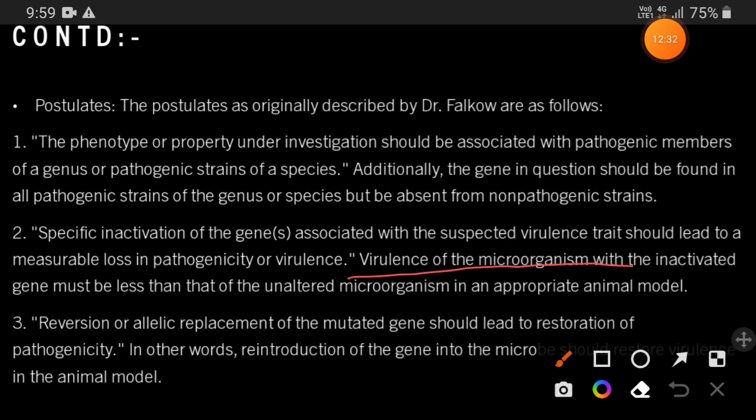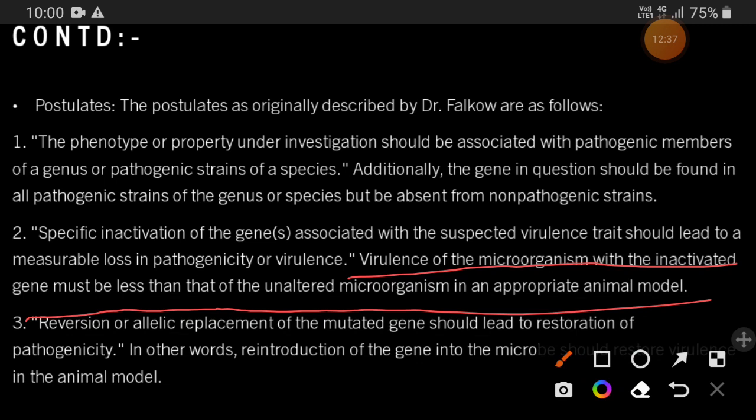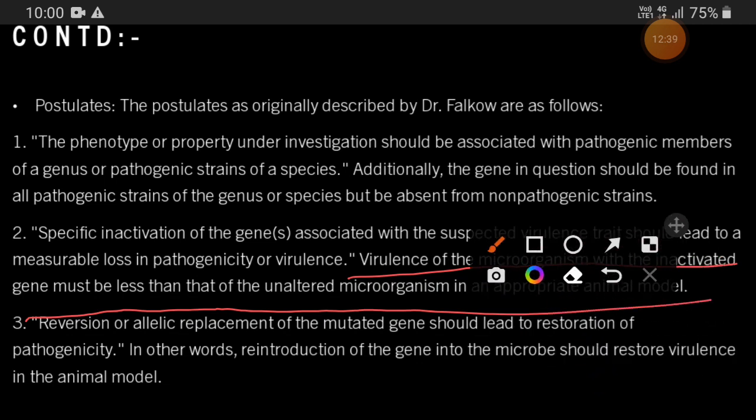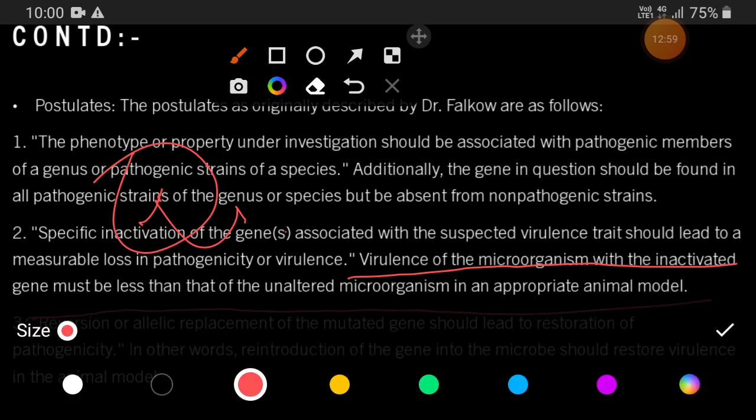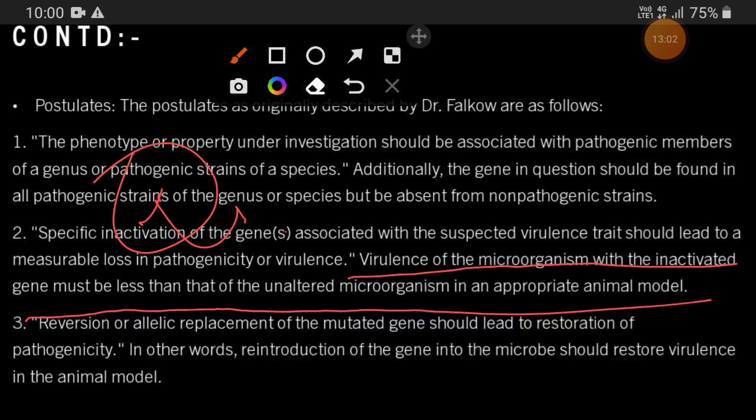Now, the virulence of the microorganism with the inactivated gene must be less than that of the unaltered microorganism in an appropriate animal model. Obviously, because a microorganism that possesses the inactivated disease-causing gene should be less virulent than the unaltered microorganism. The animal model matters especially for viruses, because remember, viruses are host specific, right? HIV causes infection in us but not in a tree, and not in an animal, right?